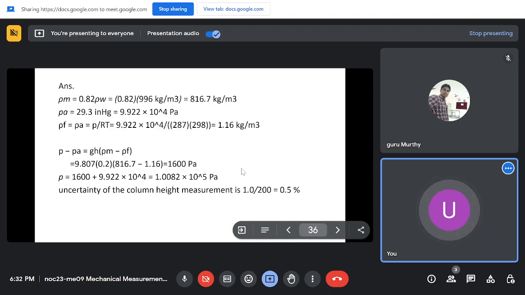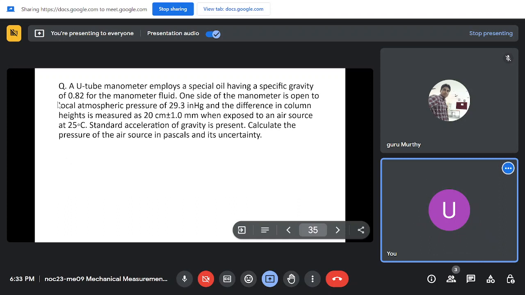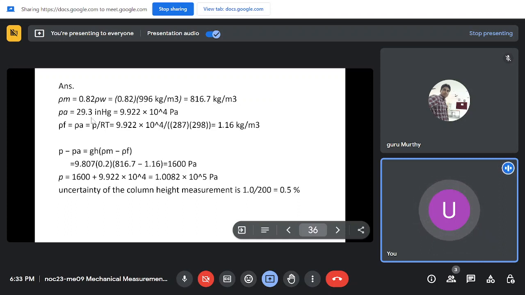In this case, we know the manometric fluid specific gravity is 0.82. So the density of the fluid is 0.82 into 996, the density of water. So we get 816.7 kg per meter cube for the manometric fluid density. Then we have pressure of the air, which is given 29.3 inch Hg. So we convert into Pascal, which will come out to be 9.922 into 10 power 4 Pascal.